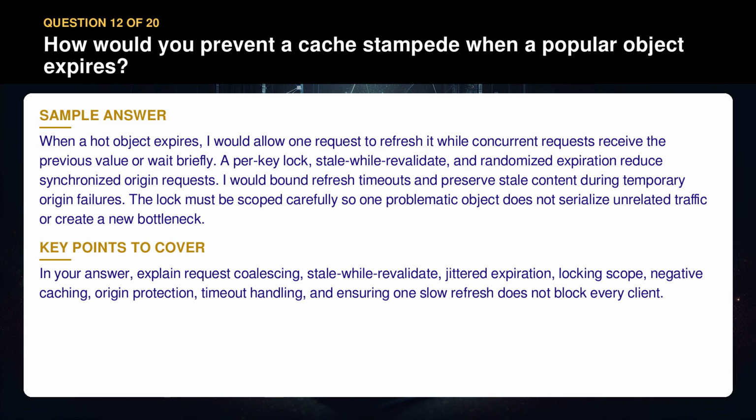In your answer, explain request coalescing, stale-while-revalidate, jittered expiration, locking scope, negative caching, origin protection, timeout handling, and ensuring one slow refresh does not block every client.